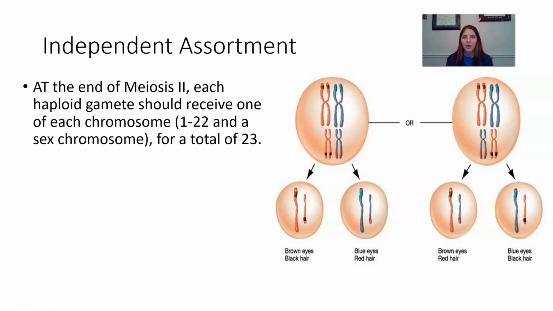So we also have a process called independent assortment. At the end of meiosis 2, each haploid gamete should receive one of each chromosome, 1 through 22, which are our body cells, our autosomal, or somatic, meaning body cells, and one of each of the sex cells. So mom will contribute an X because that's all a female can contribute, and the male will either contribute an X or a Y.